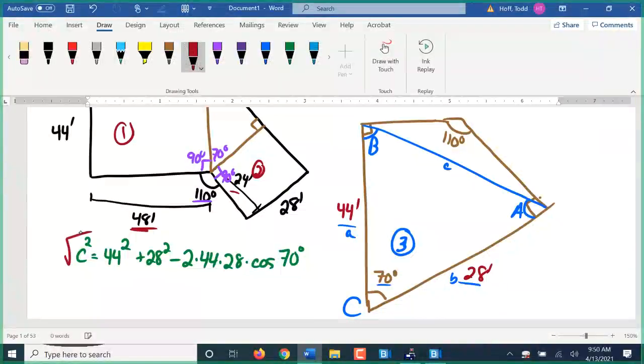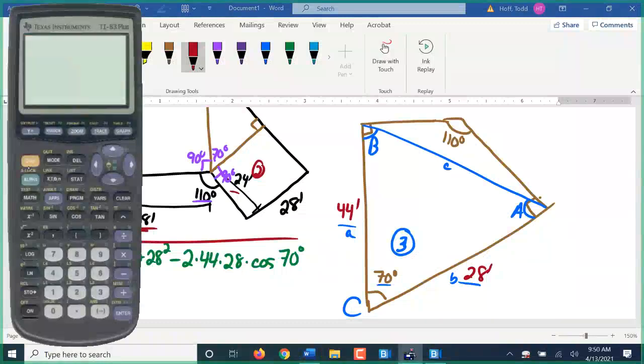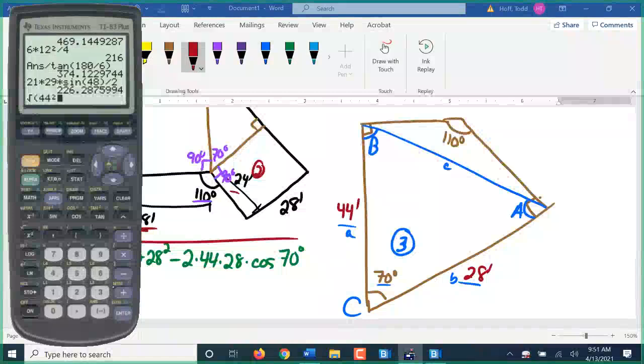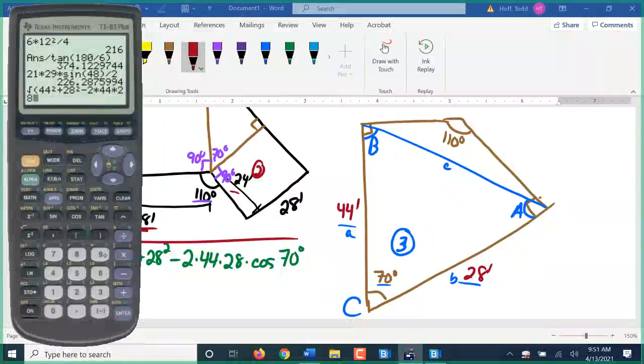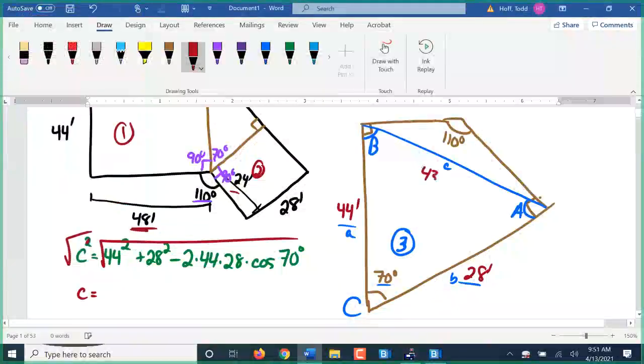Again, I'm going to do the square root here to get C, to cancel out that C squared. So I'm going to get that C equals the square root of 44 squared plus 28 squared minus 2 times 44 times 28 times the cosine of 70 degrees. Close my cosine, close my square root, and I get 43.33 feet for that length of C.